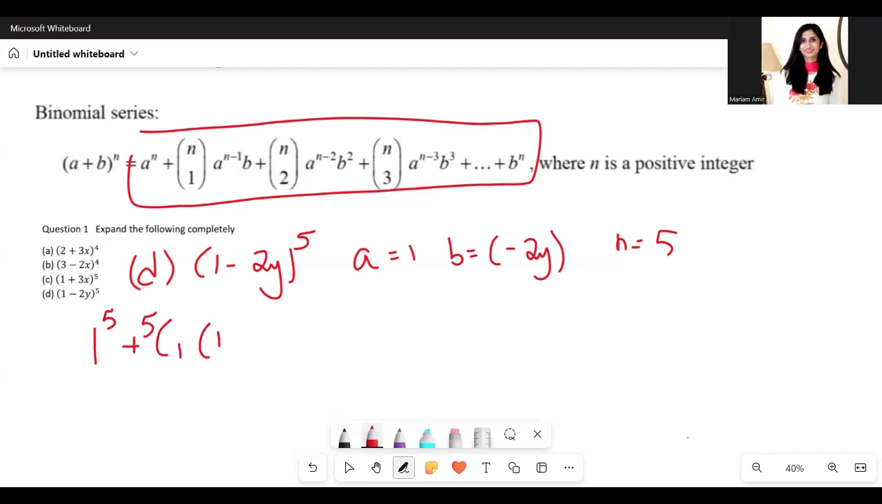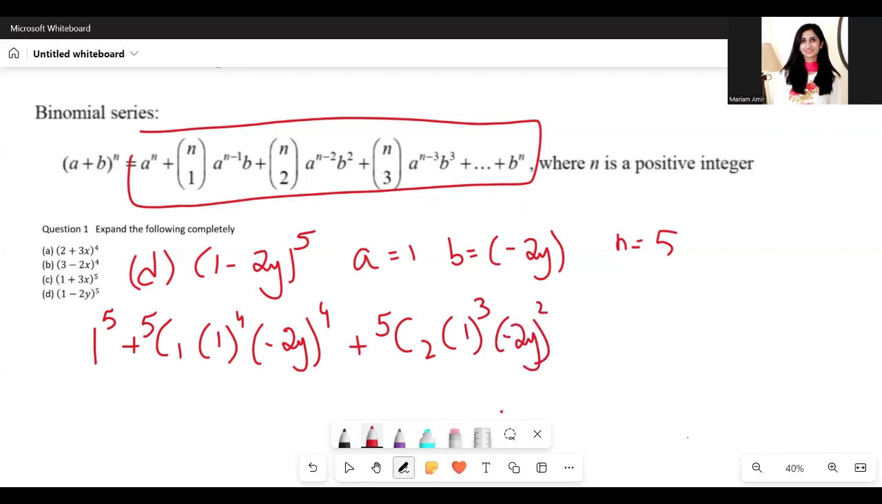A is 1. Power will be 4. And the second term is negative 2y. Remember that. And the power will be 5 minus 1, which is 4. Next term is going to be 5c2. First term is 1. Power is going to be 5 minus 2, 3. And minus 2y power 2 plus 5c3, 1 squared minus 2y cubed.